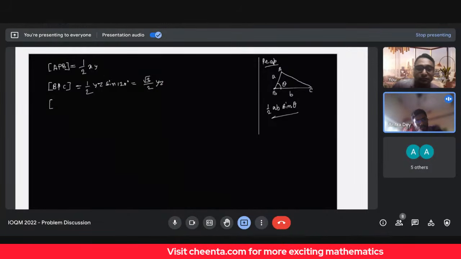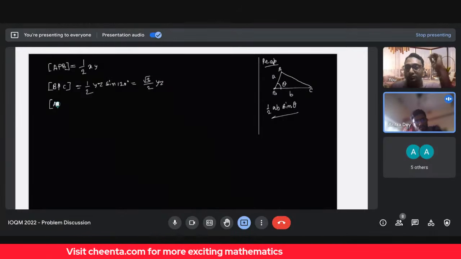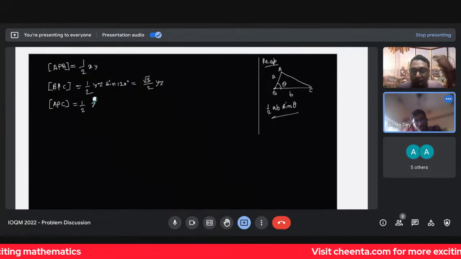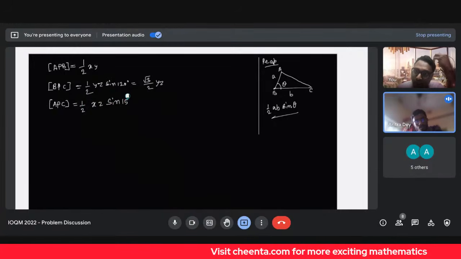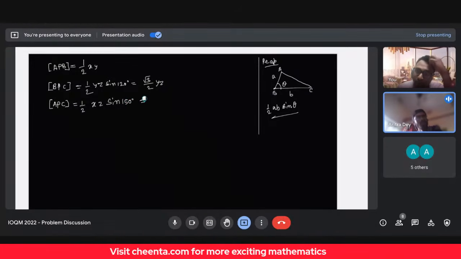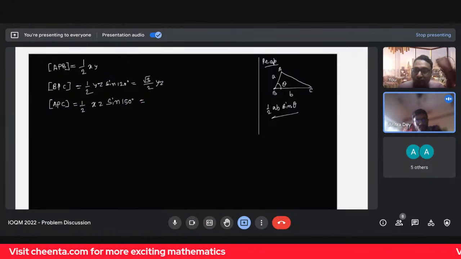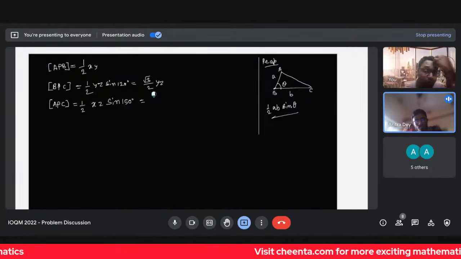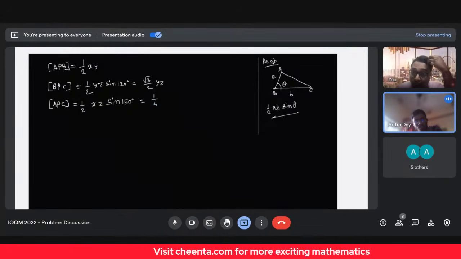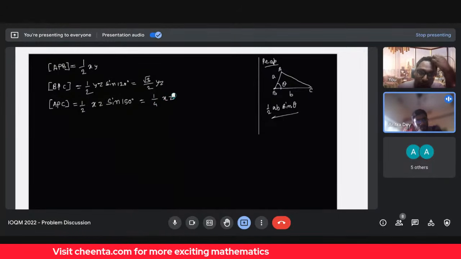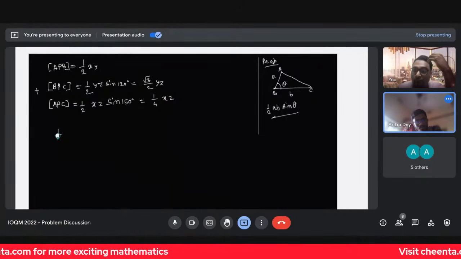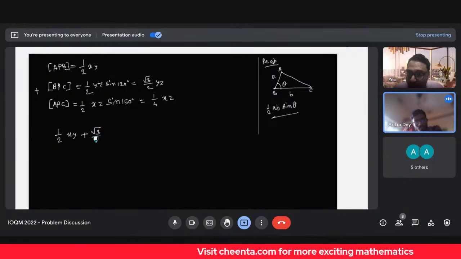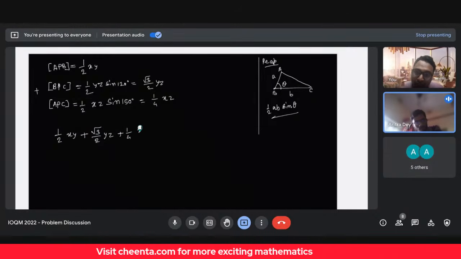APC. So APC equals half xz sine 150 degrees. 150 degrees means sine of 90 plus 60, which is cos 60 degrees, the magnitude being half. So it will be 1/4 xz. Right. Now we sum up. What you get is half xy plus √3/4 yz plus 1/4 xz. This is one way to calculate.